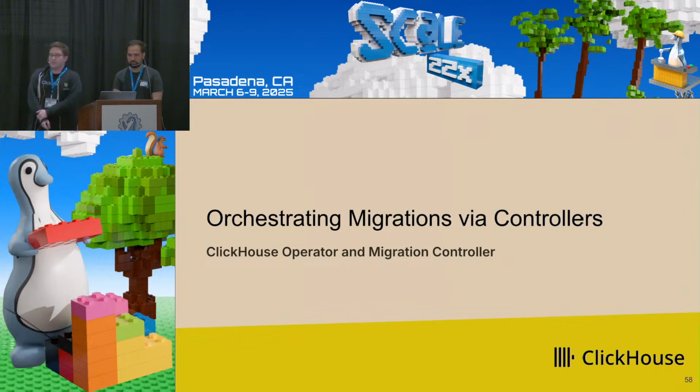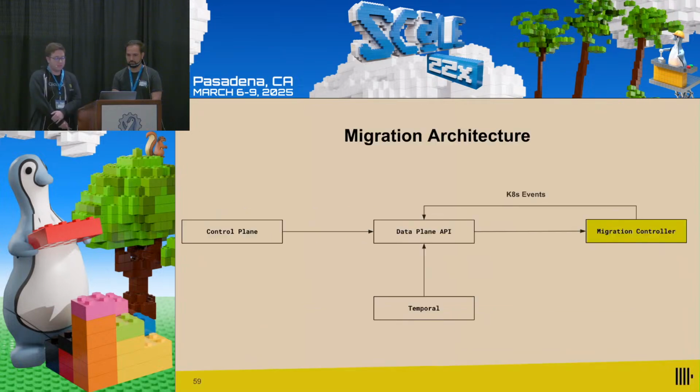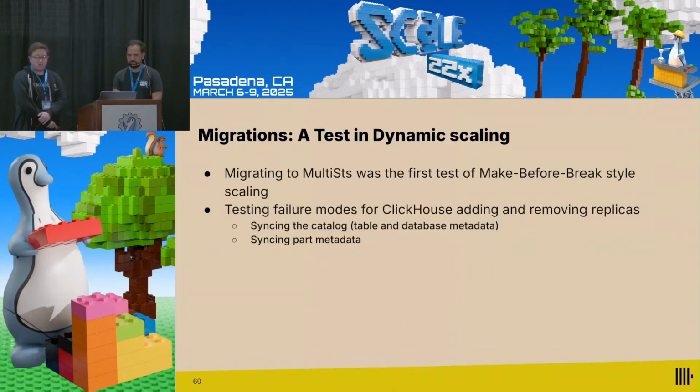So now let's get into the meat of how we actually did this migration from an implementation perspective. So Manish mentioned we had a migration controller. I'm going to go a bit in depth in exactly how that looked. So yeah, migration controller. I just wanted to say this was a test in general for ClickHouse in terms of dynamically scaling, adding replicas, syncing the catalog, and by catalog I mean the databases and tables, and making sure that all works correctly. So that's one aspect.